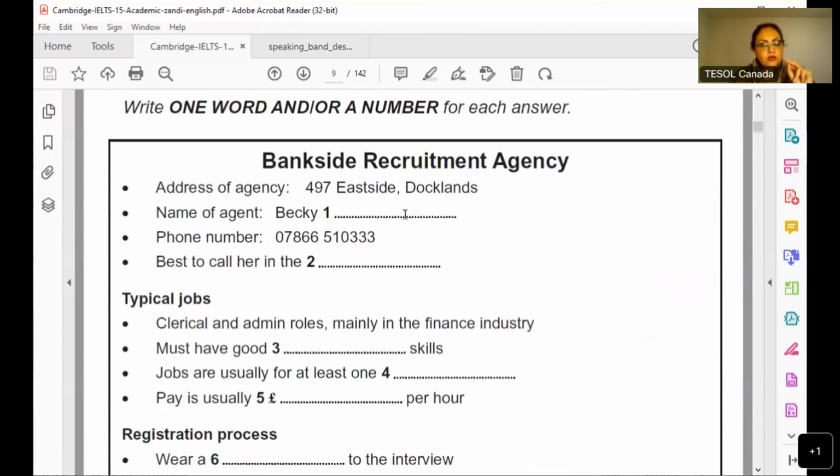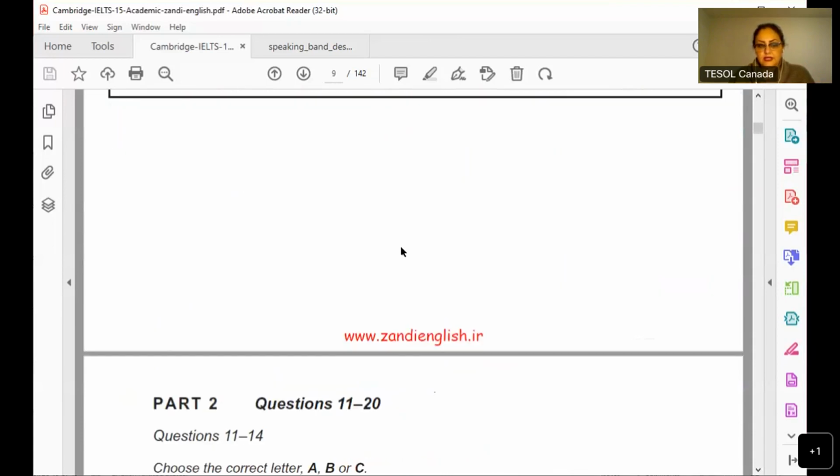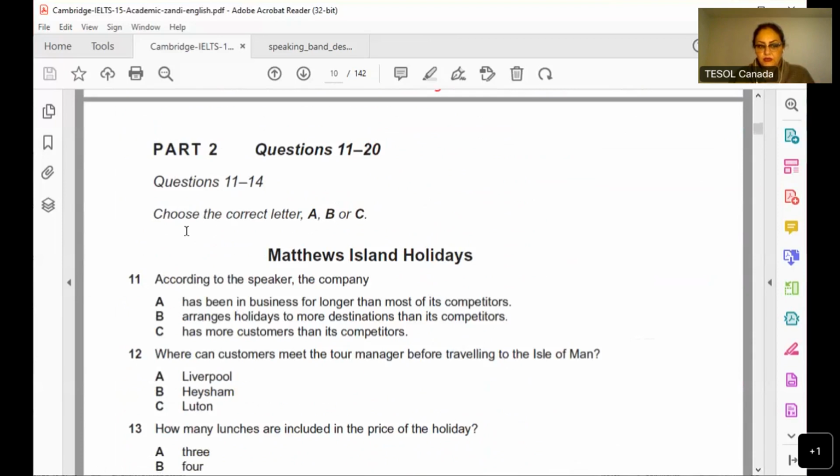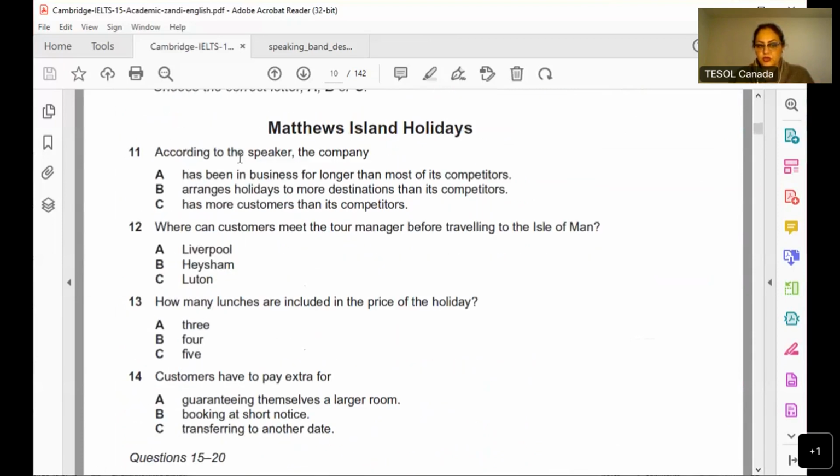So they have to write only 1 word. If they write 2 words, even if one of the words is the correct answer, they don't get the mark. Then for part 2, choose the correct letter, multiple choice. The students, you have to read it. According to the speaker, the company has been in business for longer than most of its competitors, arranges holidays to more destinations than its competitors, has more customers than its competitors.